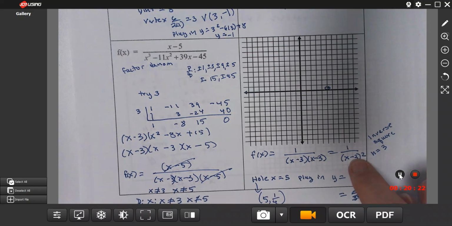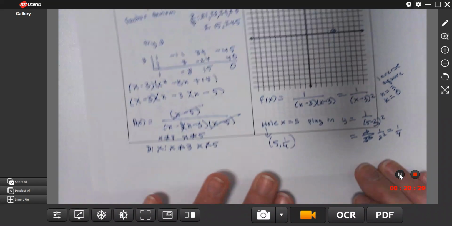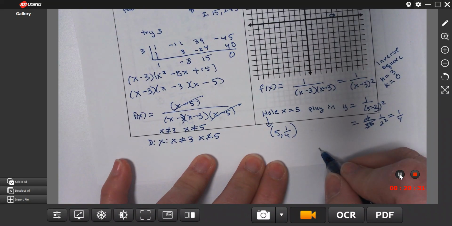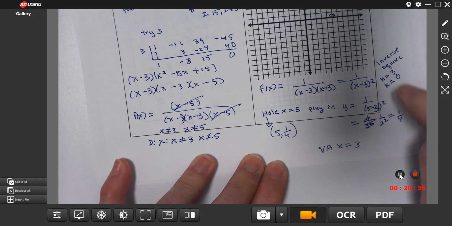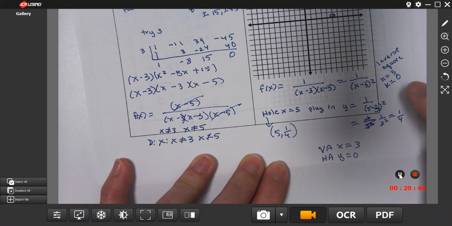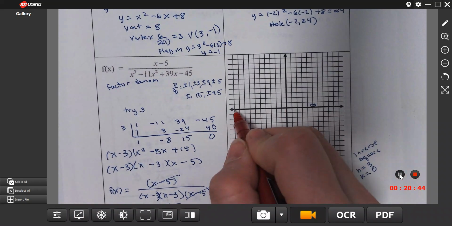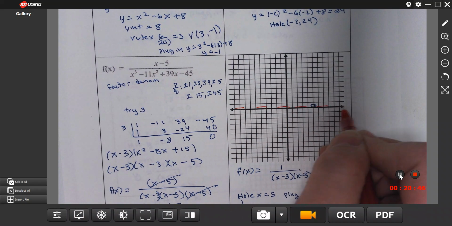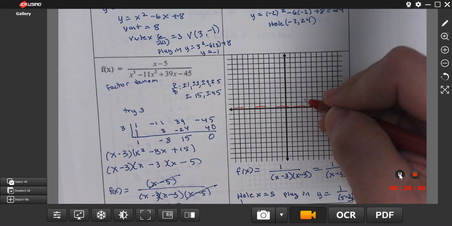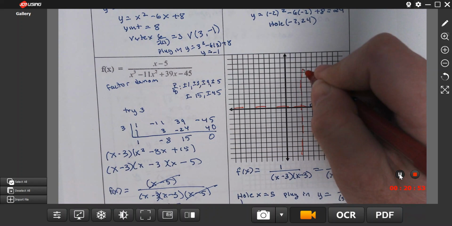So my h value is 3, and my k value is 0 because there's nothing added over here. So that tells me that I'm going to have a vertical asymptote at x equals 3, my h value, and a horizontal asymptote at y equals 0, because that's my k value. So now I'm going to draw in those asymptotes. So I have a horizontal asymptote at 0 and a vertical asymptote at 3. 1, 2, 3. So here.